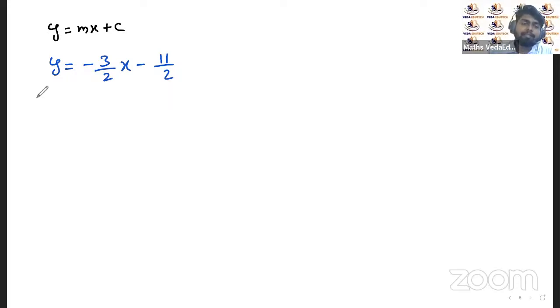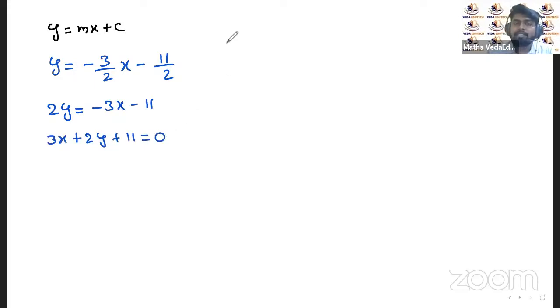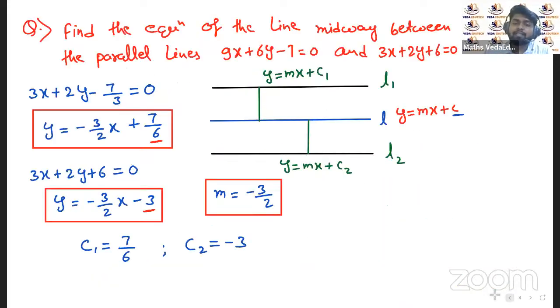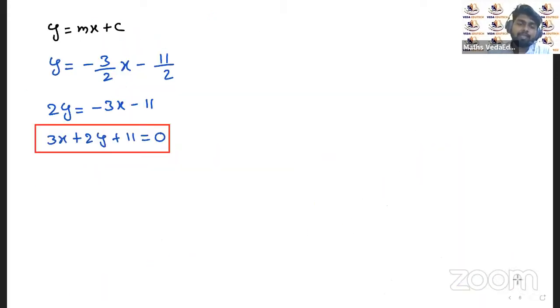Now we can simplify it further and write it in standard form. We can multiply the whole equation by 2, so we get 2y equal to minus 3x minus 11, that is 3x plus 2y plus 11 equal to 0. So this is the required equation: 3x plus 2y plus 11 equal to 0. And it's exactly lying in between these two lines, L1 and L2.